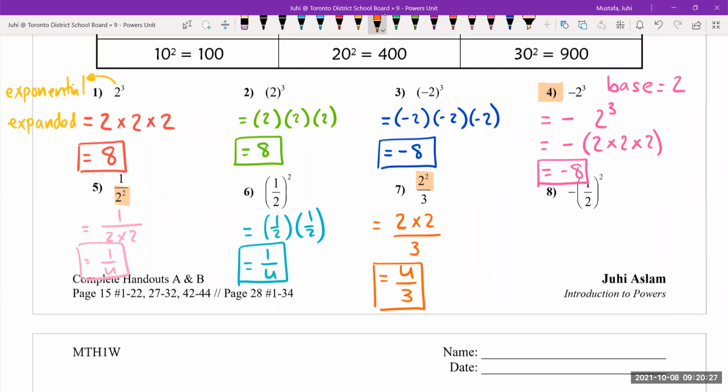Okay, so I like what you said. I think you're on the right track. However, I would write it differently. I would write the negative all by itself. What is the base in this question? It's just 1 over 2.